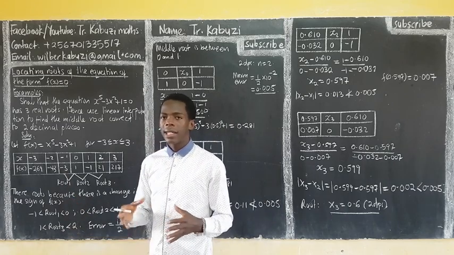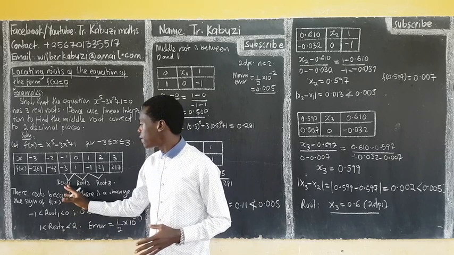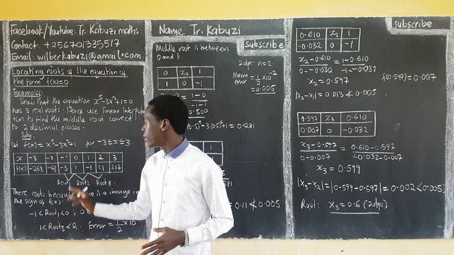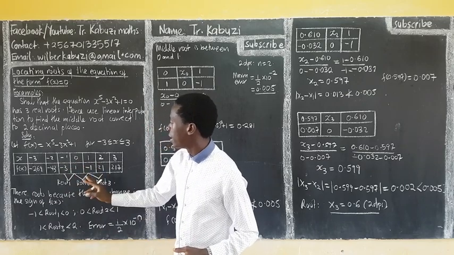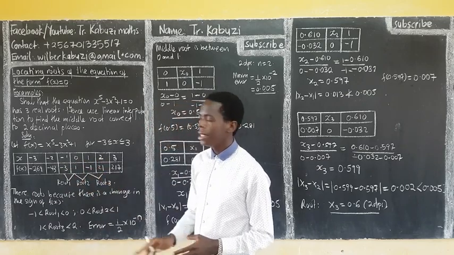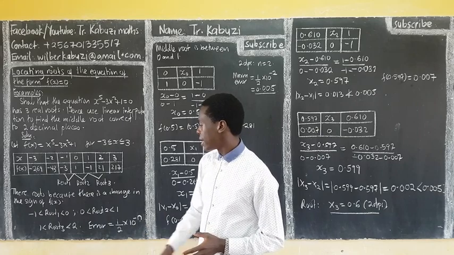Now that shows that for this first root is going to be between negative 1 and 0. The second, between 0 and 1. Then the third, between 1 and 2. As simple as that, as you see there.